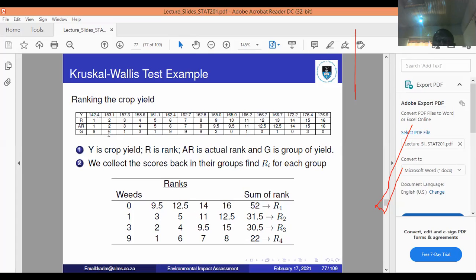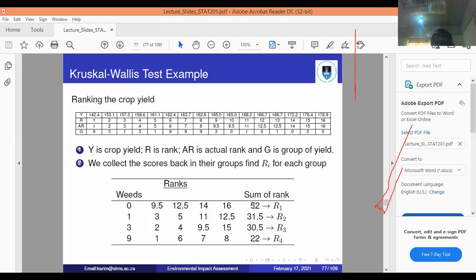The rank for width 3, the first one is 2. The second one is 4. The third one is 9.5. And the fourth one is 15, which we have here. Now let's go for width 9. With 9, the first one is 1, which is here. Then the next one is 6, the next one is 7, and the last one is 8, which are here.